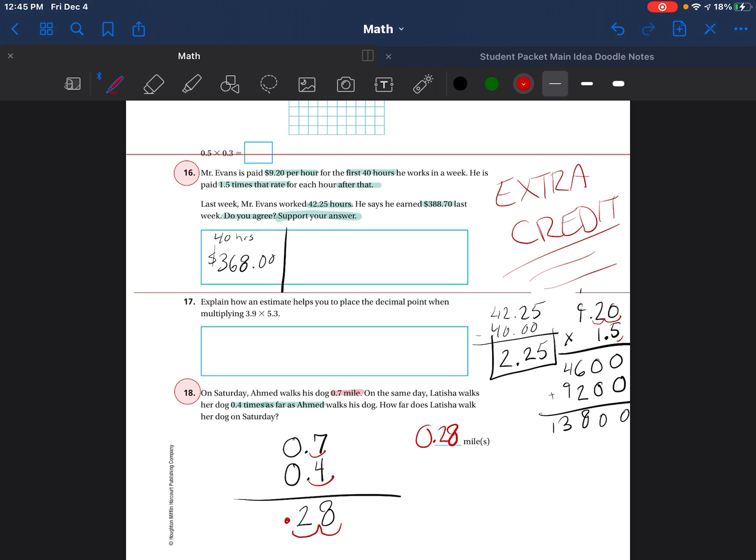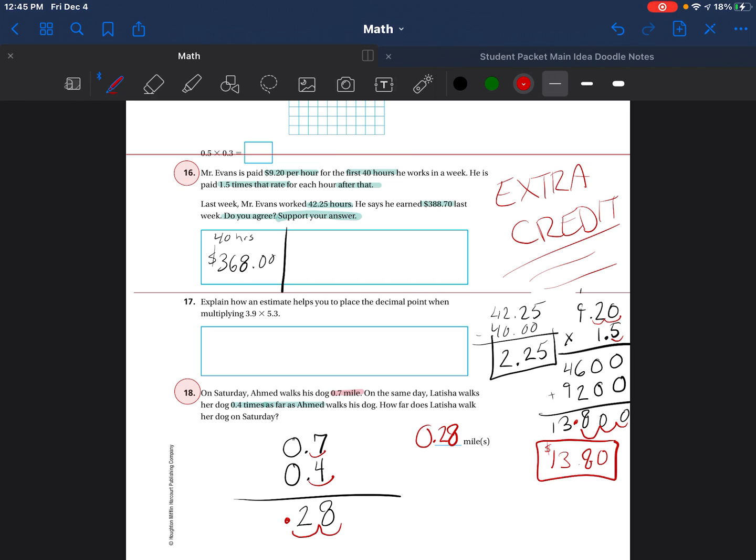And count your decimal places. 1, 2, 3. 1, 2, 3. So he actually gets paid $13.80 for any overtime. Okay?